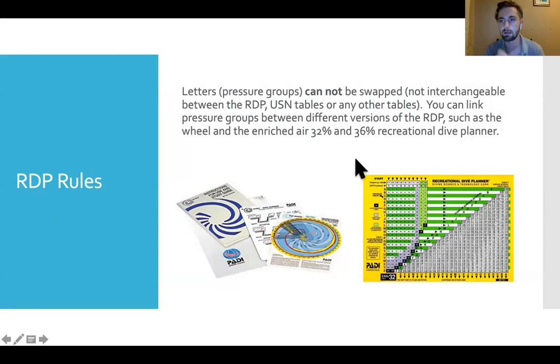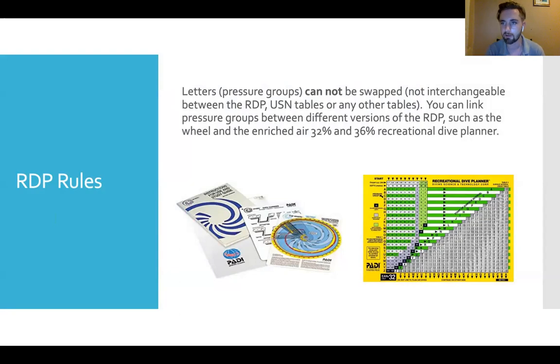the US Navy table and the RDP table both have pressure groups that use letters of the alphabet. We can't move from one table to the other, okay? They're different designs, we can't do that. Within any RDP product, though, you can do that.